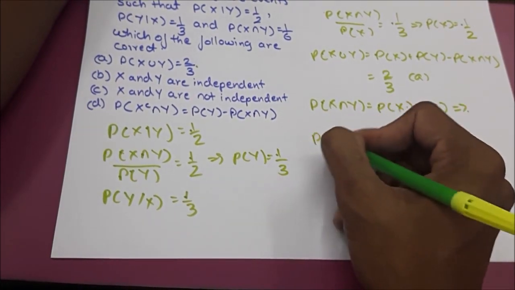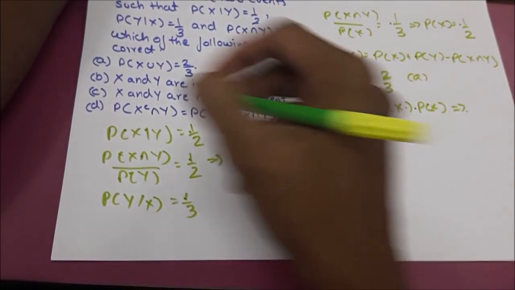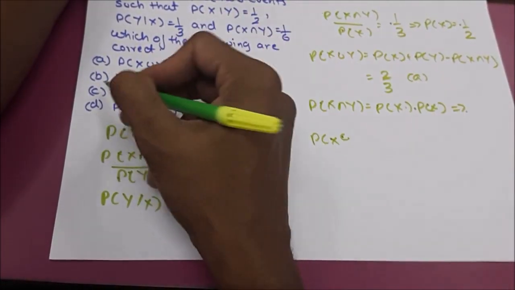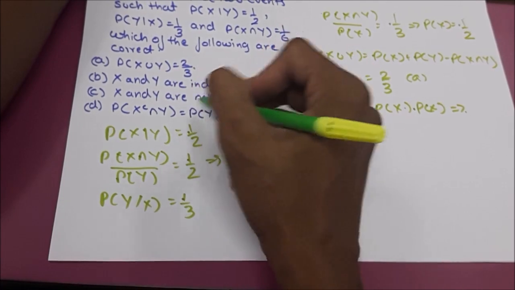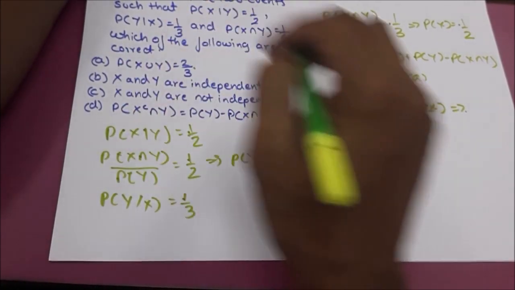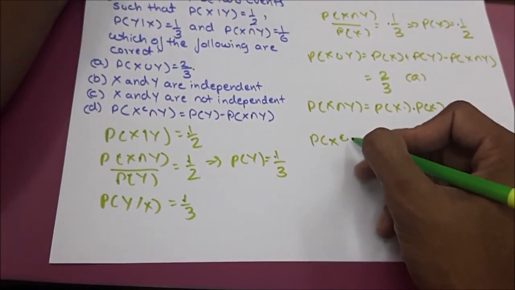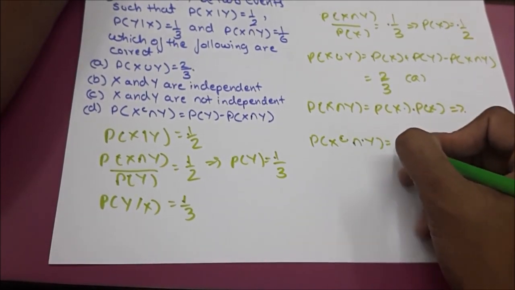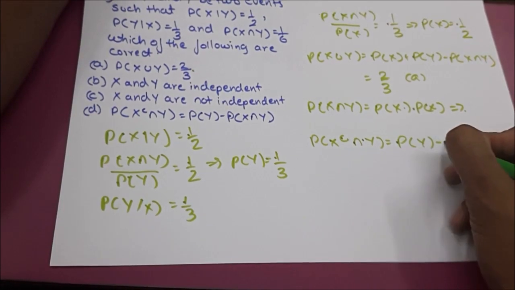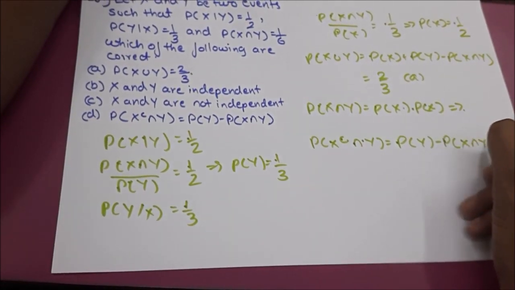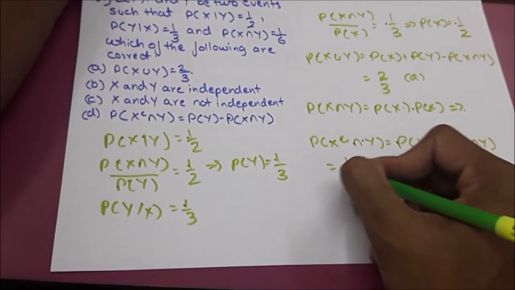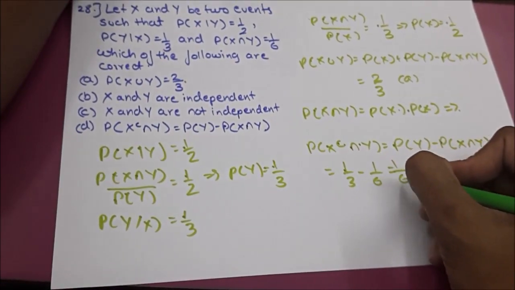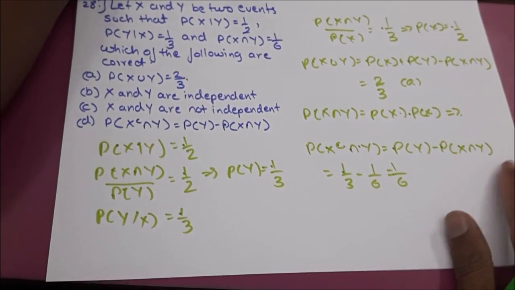So for the complement we see, therefore, x and y are independent, so the not independent option, that is C, can be neglected. So for x complement intersection y is equal to P of y minus P of x intersection y, we can solve this, we get 1 by 3 minus 1 by 6. We solve this, we get 1 by 6. Therefore D is not correct.